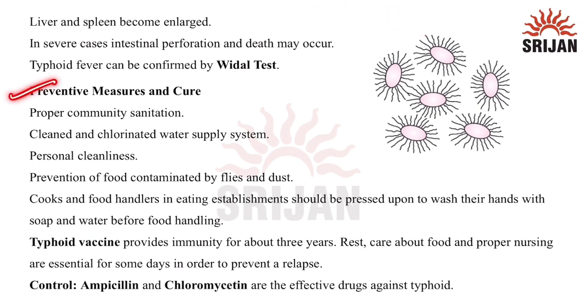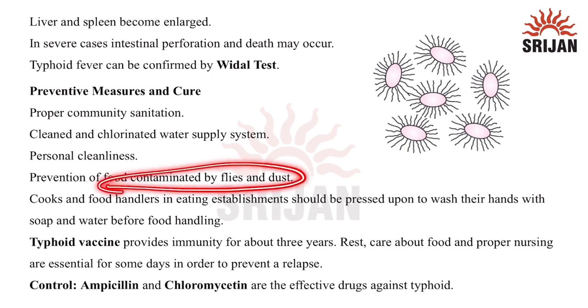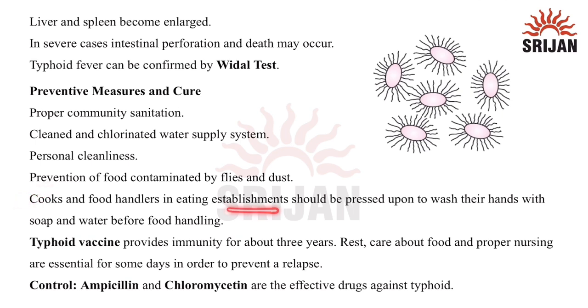Now, preventive measures and cure. We have to maintain proper community sanitation. A clean and chlorinated water supply system should be there. You have to maintain your personal cleanliness. You have to prevent the contamination of food by flies or by dust. The cooks and food handlers in eating establishments should be pressed upon to wash their hands with soap and water before food handling.